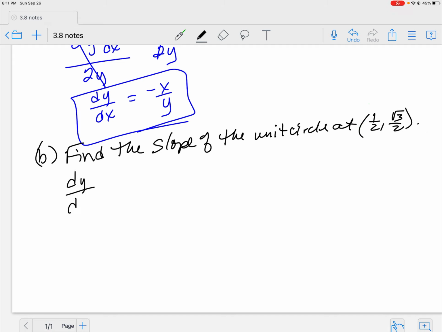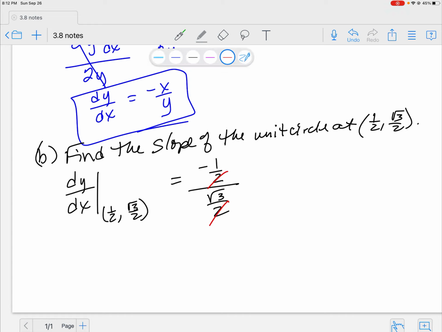So here's the notation we're going to use. The derivative of y with respect to x, and I'm evaluating that at 1/2, square root of 3 over 2. So when you put a line next to it and then this value down in the bottom, that means that's how I'm evaluating that. So I'm plugging that in. So a negative 1/2 over the square root of 3 over 2. Right? And when you have the same thing in the denominator, they just cancel. You don't have to rationalize this. Just leave it as negative 1 over the square root of 3.